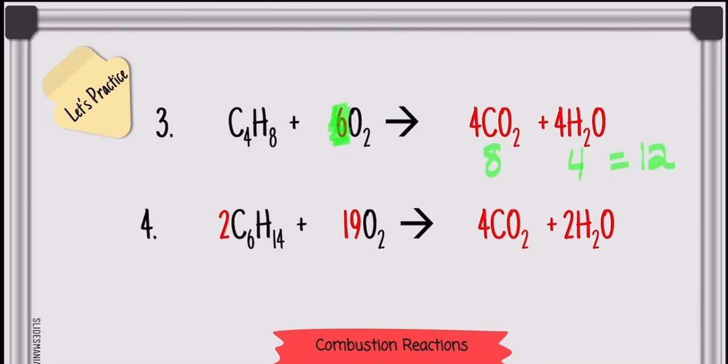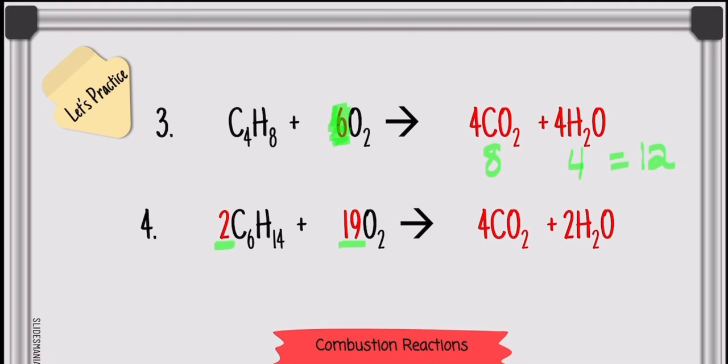In problem number 4, though, we end up with an odd number of oxygens before the doubling of the coefficients. I know that these coefficients have been doubled because there is a coefficient of 2 in front of the hydrocarbon, and because we have an odd number of oxygen molecules on the reactant side.